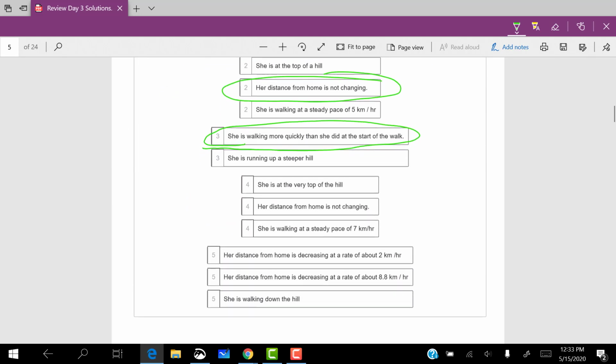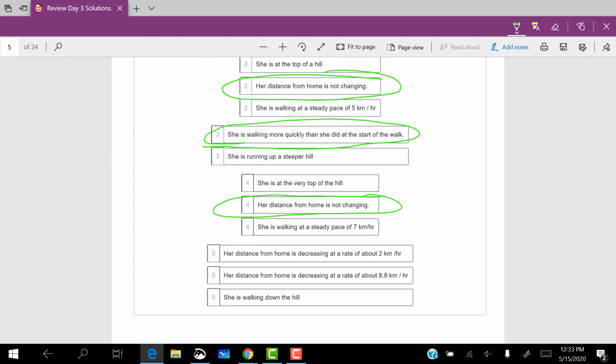Let's see what we can find here. Okay, so for that one flat part of the graph, distance is not changing. And then this one has the right rate. It's decreasing at a rate of 8.8 kilometers per hour.